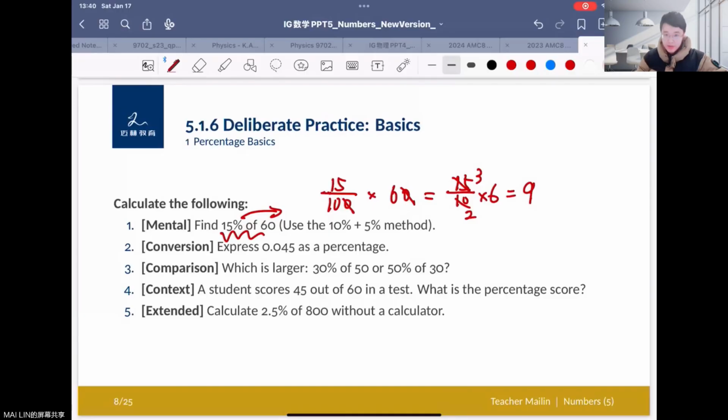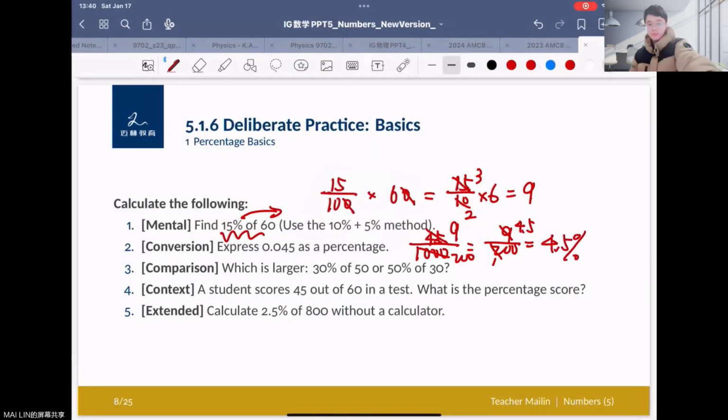The second problem is to express 0.045 as a percentage. Also using that way, we can write it down as 45 over 1,000, okay? And then you can divide it by 5. Here's 9 over 200, okay? And then we can divide it by 2 at the same time. That is 4.5 over 100, right? And then we can say it's 4.5%, right? This is for the second problem.